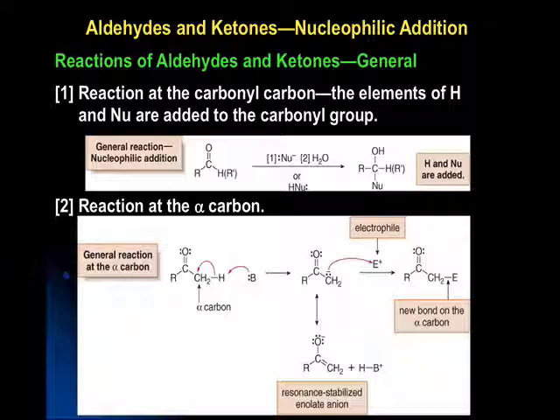There are two places that we can react on aldehydes and ketones. The first and most obvious place is at the carbonyl carbon, right? We would expect that a nucleophile can simply attack the carbon of the carbonyl, break the weak pi bond, and we end up with an alcohol. However, the alpha carbon of a ketone or an aldehyde is also potentially reactive.